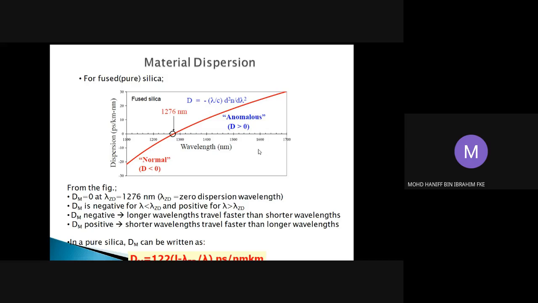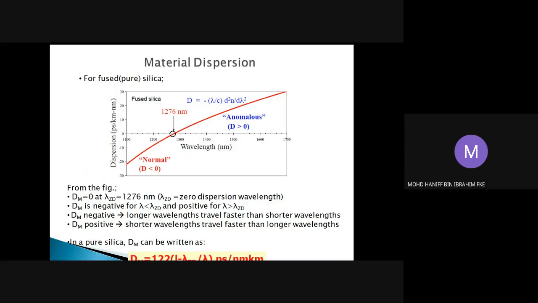For instance, let's say you want to find out the value of Dm at 1550 nanometer. Simply substitute lambda zd as 1276 nanometer and lambda as 1550 nanometer, and you're going to get the material dispersion parameter for pure silica. This equation is only valid if your fiber optic structure is made of pure silica or fused silica.